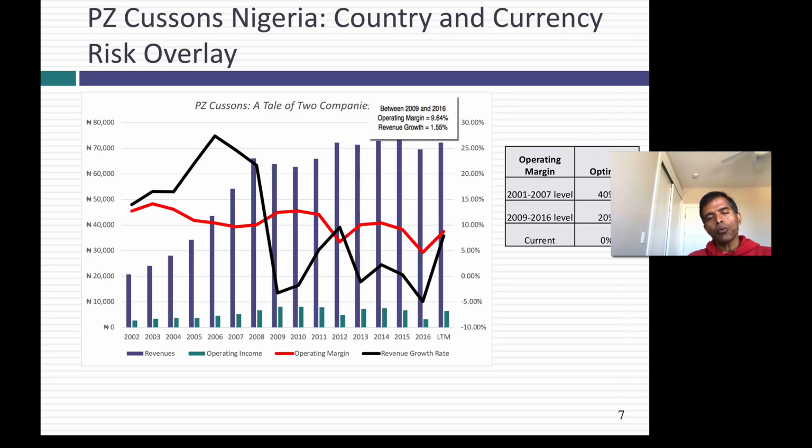If you look at where they are in 2016, their optimal debt ratio is 0%. They have too much currency risk and country risk to add debt on top of what they already have.